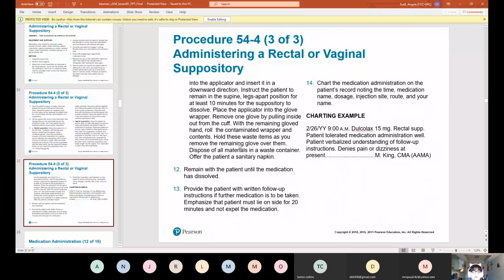And then this goes through the rest of the steps for administration. So on 2/26, 9 a.m., Dulcolax, which helps to stimulate and is a really mild laxative, 15 milligrams rectal suppository. Patient tolerated medication administration well. Patient verbalized understanding of follow-up instructions. Denies pain or dizziness. And then they put their initials, which is good.